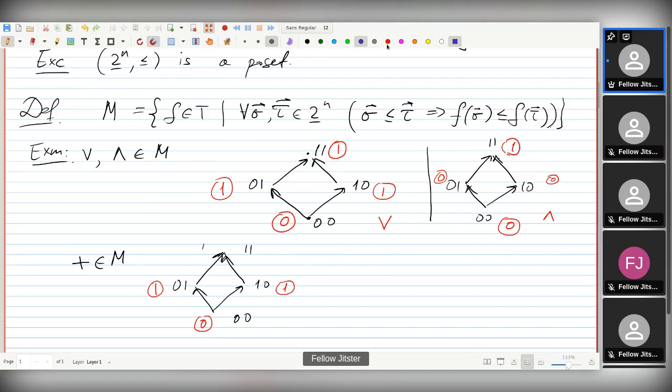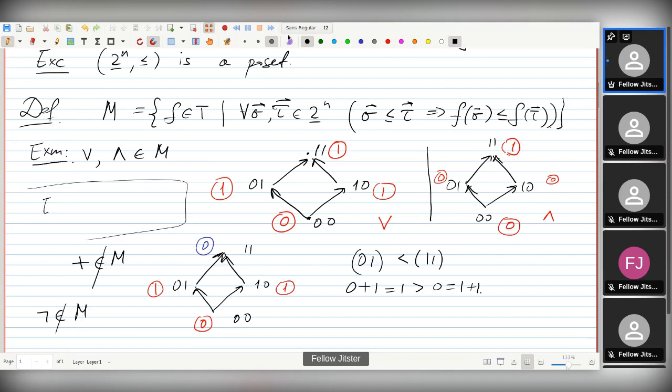But here we have 0. So we see that this tuple is less than 1, 1. But nevertheless, 0 plus 1, which is 1, is greater than 1 plus 1. So it is, in fact, not monotonic. Clearly negation is also not monotonic. And as an exercise, you may prove that our majority function is monotonic.